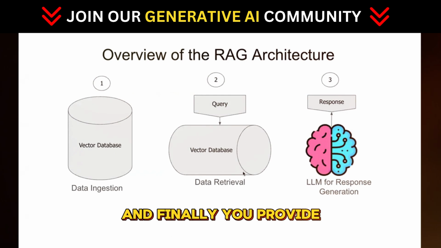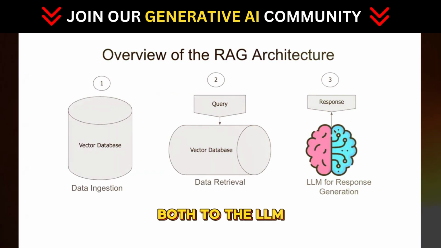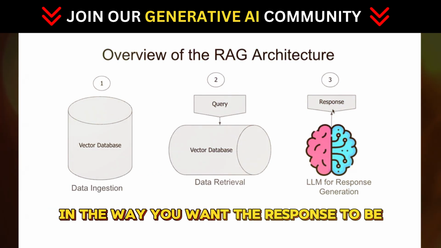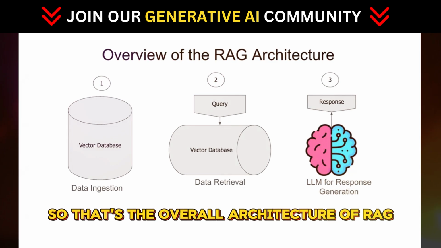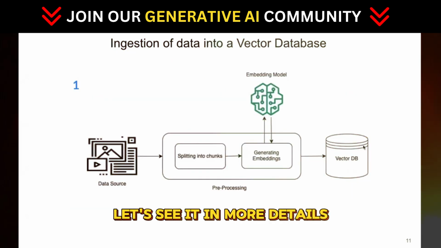And finally, you provide the context as well as the query both to the LLM, and the LLM can then formulate a response in the way you want the response to be. So that's the overall architecture of RAG. Pretty simple. Let's see it in action. Let's see it in more details.